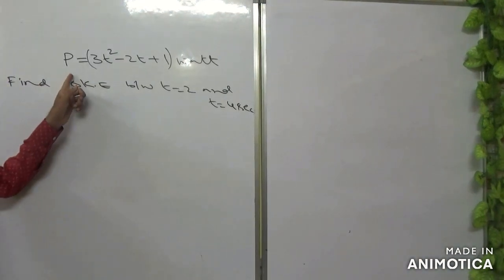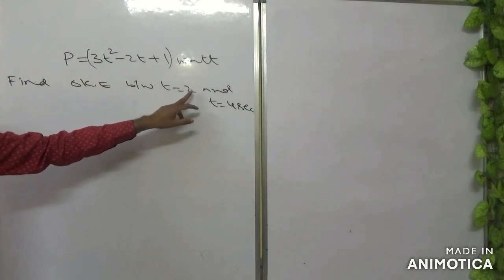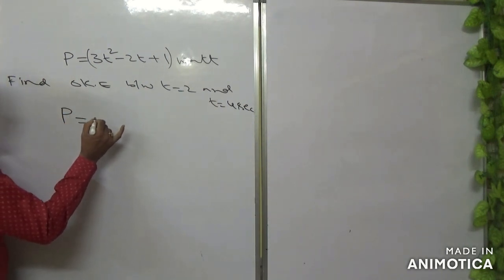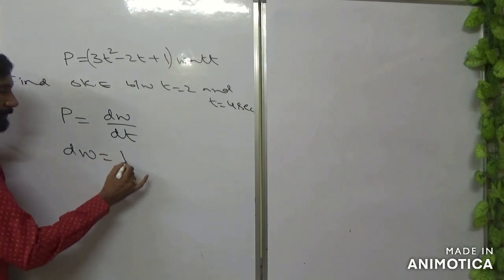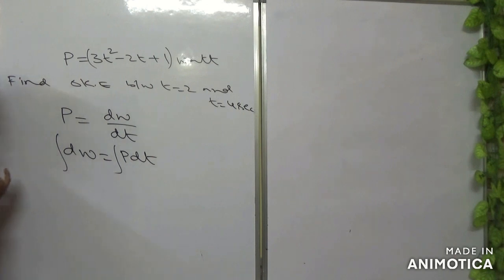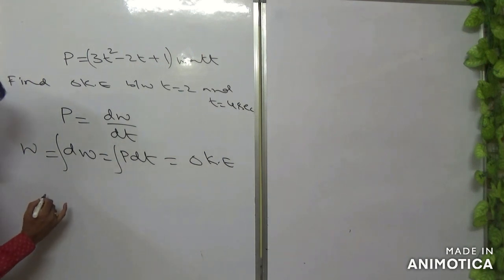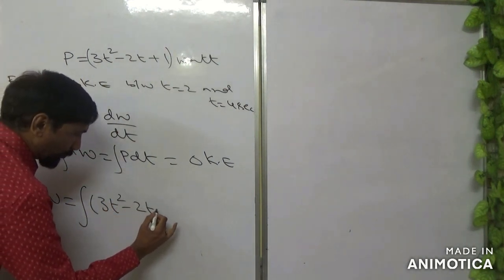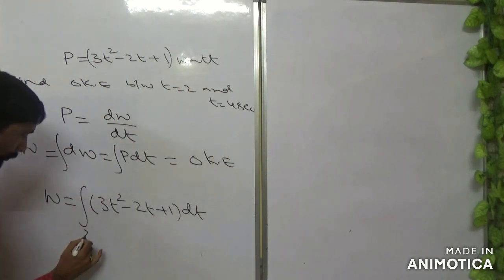Now, in this problem, you have given how power changes with time. Okay, so you want to find the change in kinetic energy between t equal to 2 seconds to t equal to 4 seconds. Power is equal to rate of doing work, that means dW by dt. So dW equal to P dt. Integrating on both the sides, you get total work done, which is equal to the change in kinetic energy. So W is equal to, instead of power, you can write 3t square minus 2t plus 1 into dt, between the limits 2 to 4.